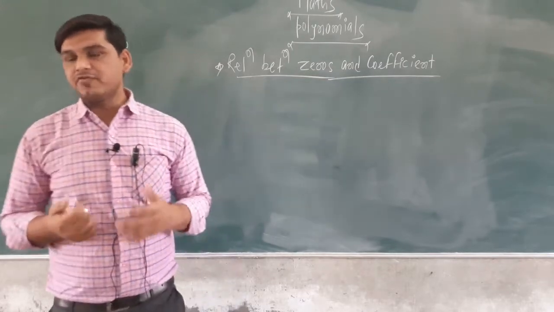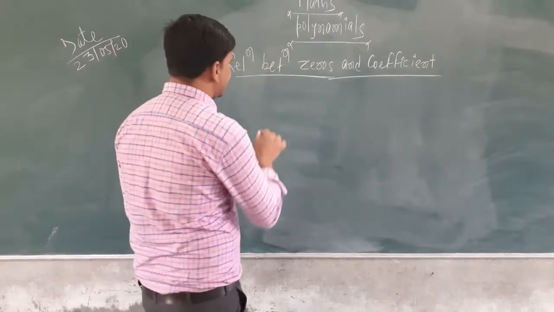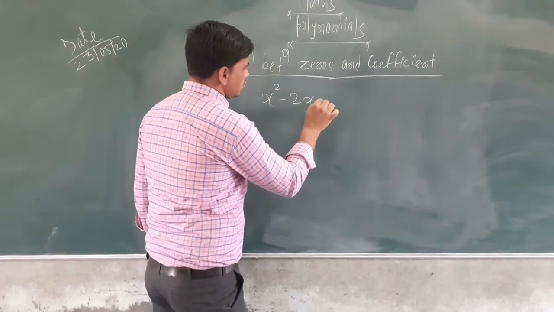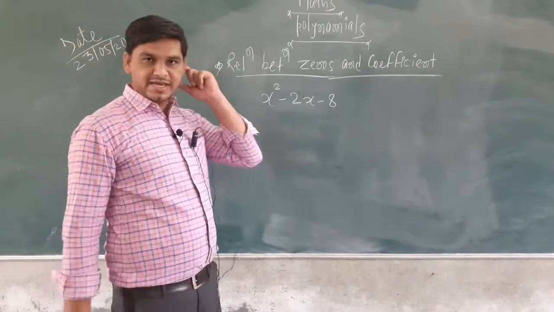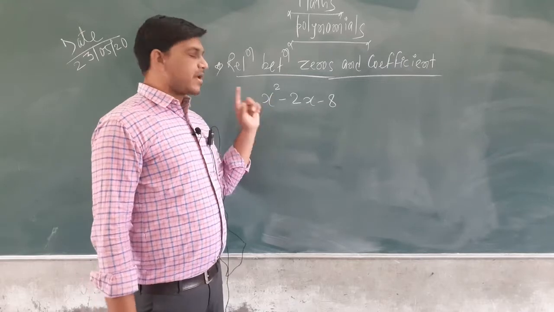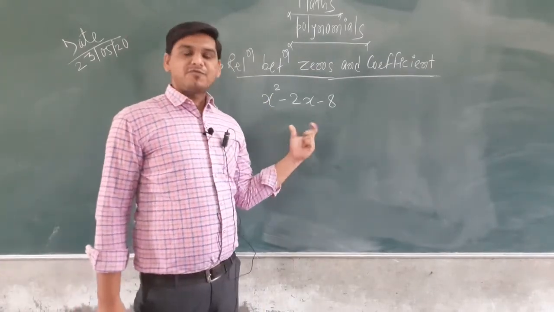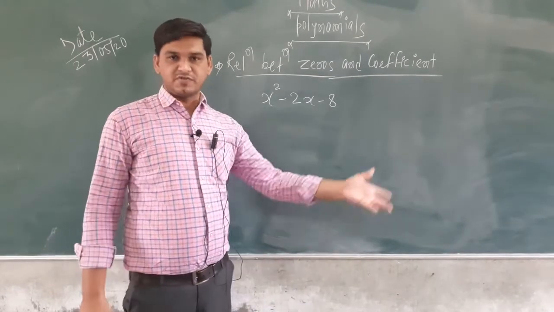For example, let me take an example: x square minus 2x minus 8. This is a quadratic equation because it has a maximum power of 2. Now, first of all, I have to find its zeros and check the relationship between the zeros and the coefficients.